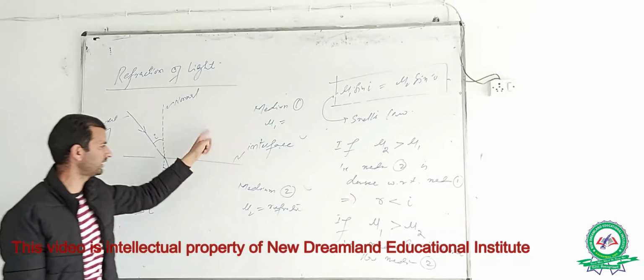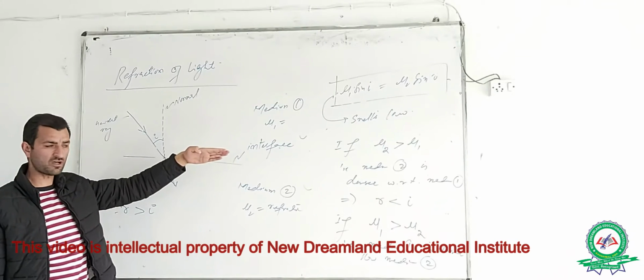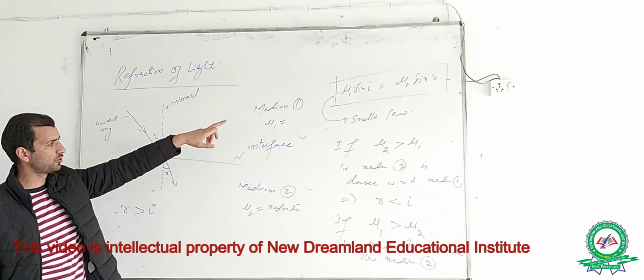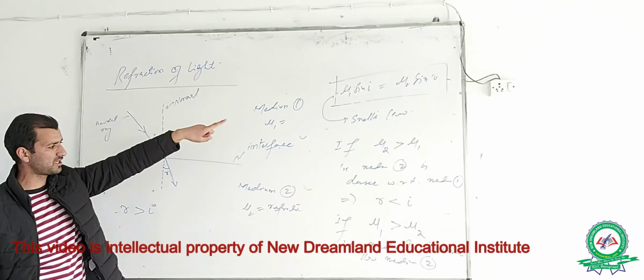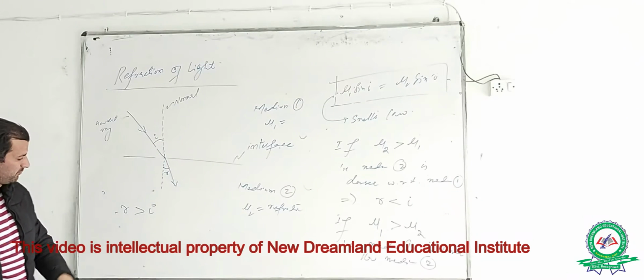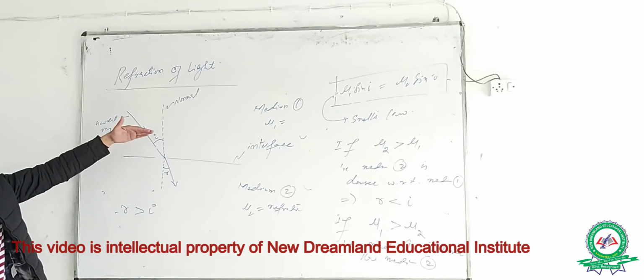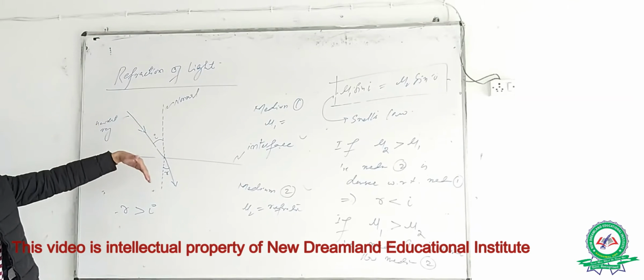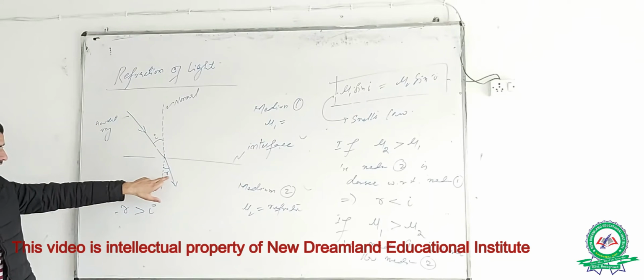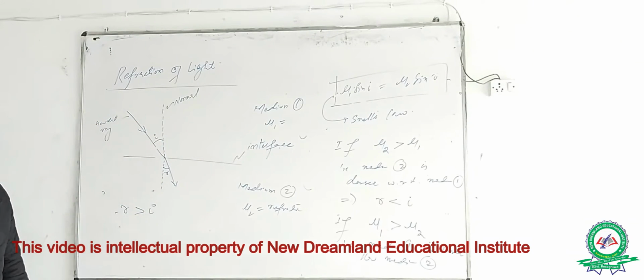If it is going from rarer to denser, according to Snell's law, it will bend towards the normal. If it goes from denser to rarer, according to Snell's law, it will bend away from the normal. Because when it goes from denser to rarer, it bends away from the normal, that is when r will be greater than i.